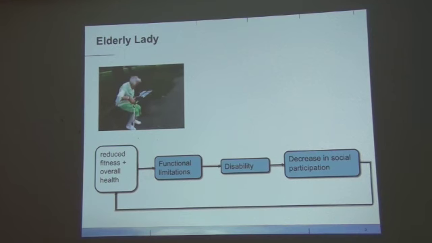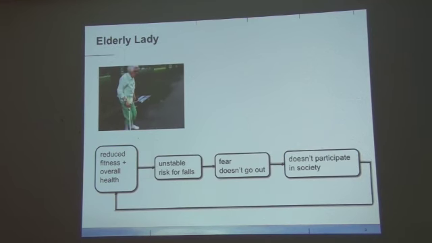One example is sit-to-stand and overground walking. She is unstable and she has an increased risk for falls. As a consequence, she is afraid, she doesn't go out, and she reduces her participation in society, which then again leads to further physical and cognitive decline. So that is the problem.